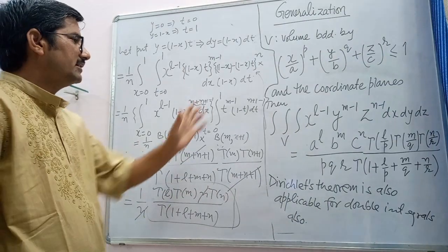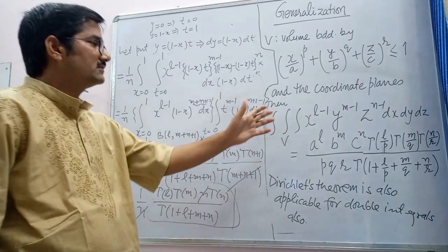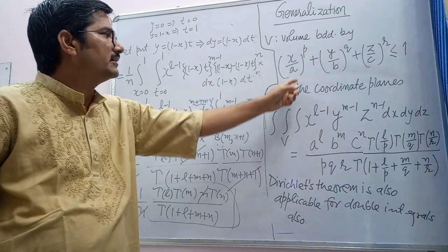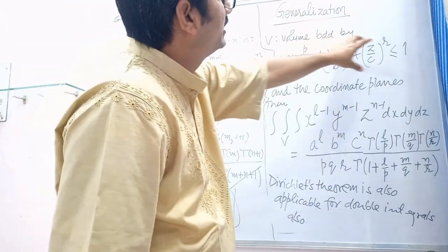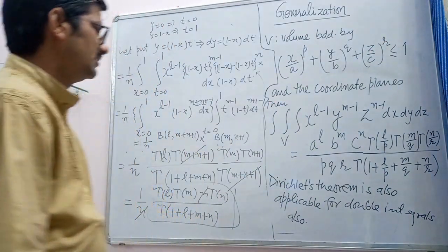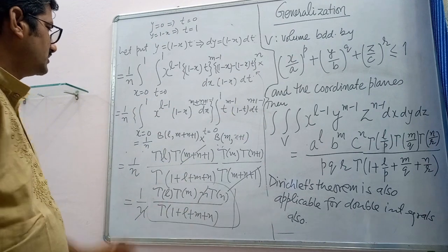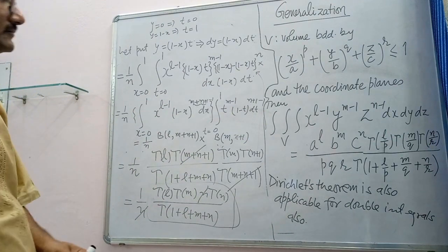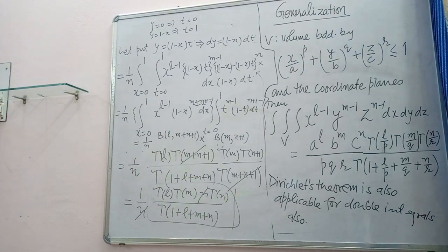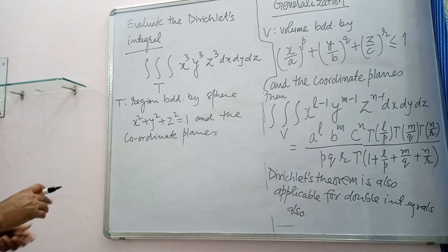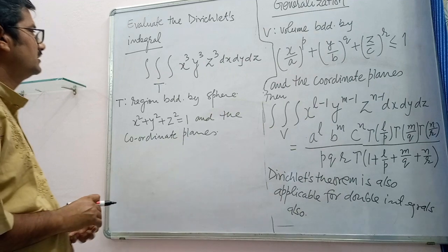Similarly you can try this one, but for this one we have to transform this portion by taking, say, u variable, this v variable, and this as w variable. So don't go to the proof of this one. This proof is sufficient. So next we will discuss one application of this Dirichlet integral.